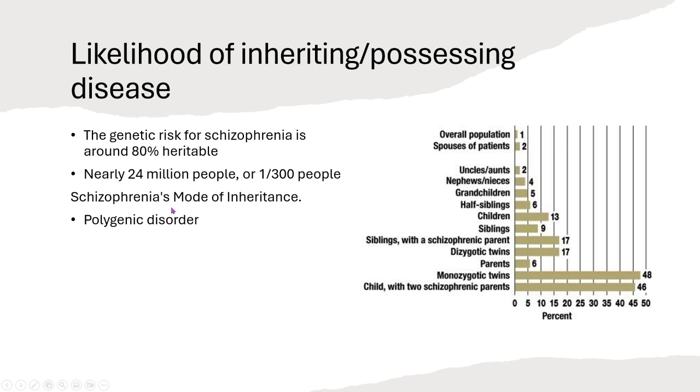So schizophrenia's mode of inheritance is that it's a polygenic disorder, meaning that it has multiple genes contributing to its risk, not just one, and it doesn't adhere to a typical Mendelian inheritance pattern. This is because it involves multiple genes, but not only genes. The environment also influences it. So that is why it is classified as a complex polygenic disorder.